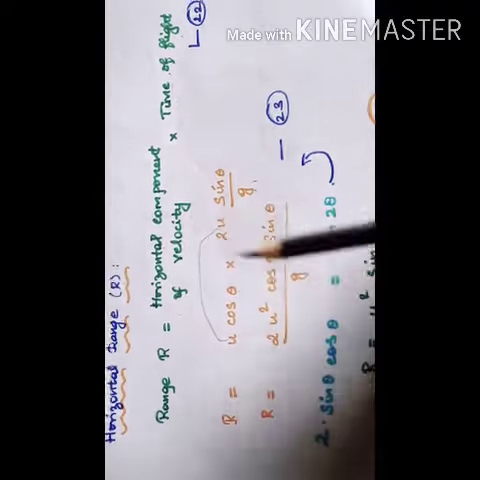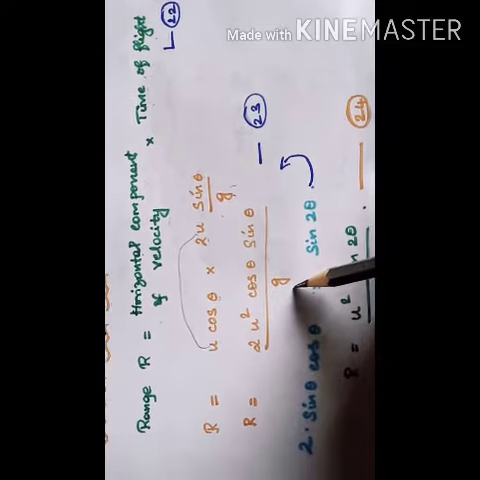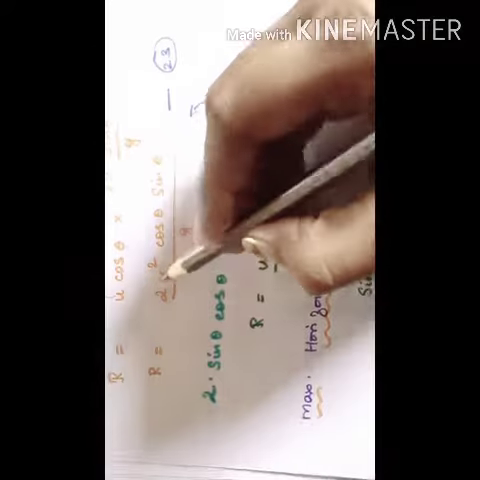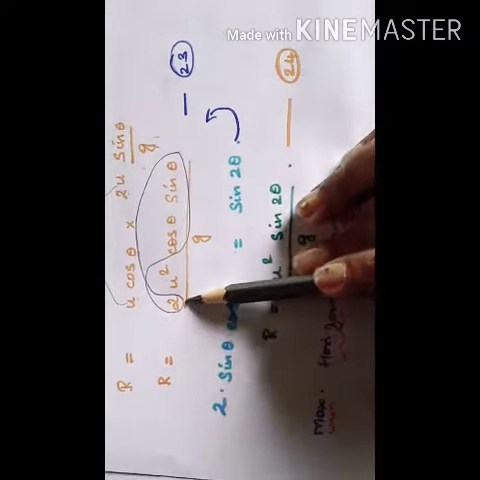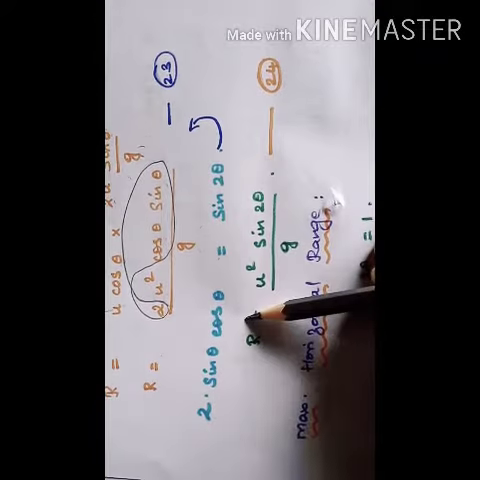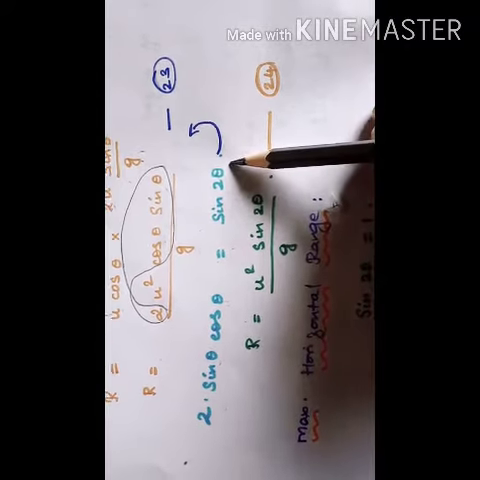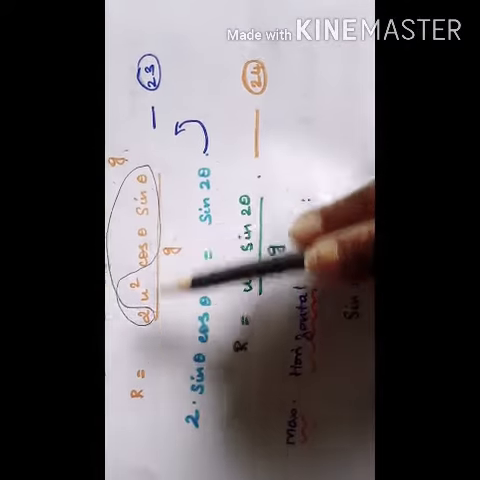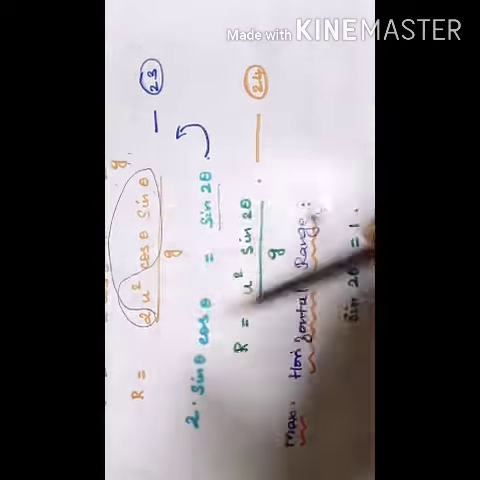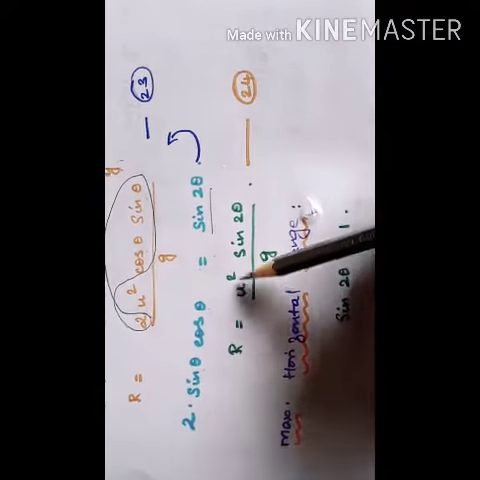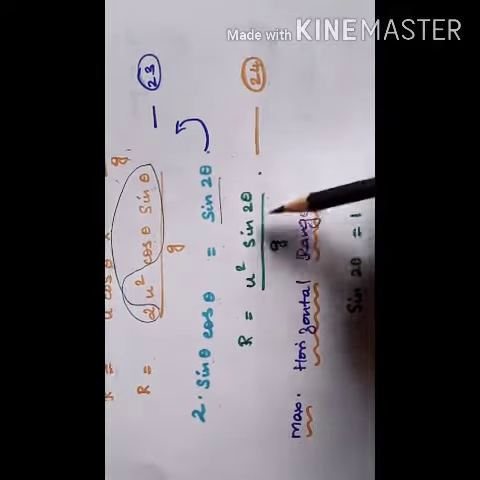So u into u, what we get is u square, and the 2 we write here, cos theta sin theta divided by g is common. Next, from this equation we are going to substitute using trigonometric notation, which means this 2 cos theta into sin theta, we have the trigonometric formula, 2 cos theta sin theta is equal to sin 2 theta. So now we are going to substitute sin 2 theta in place of 2 cos theta sin theta in this above equation. So this equation changes into r is equal to u square, in the place of 2 cos theta sin theta we substitute sin 2 theta, divided by g.